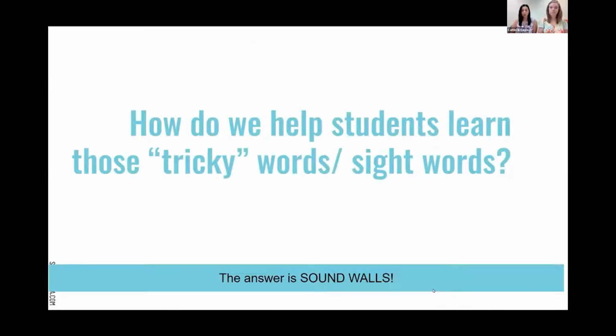So how do we help students learn those tricky words or the sight words? And the answer is sound walls.